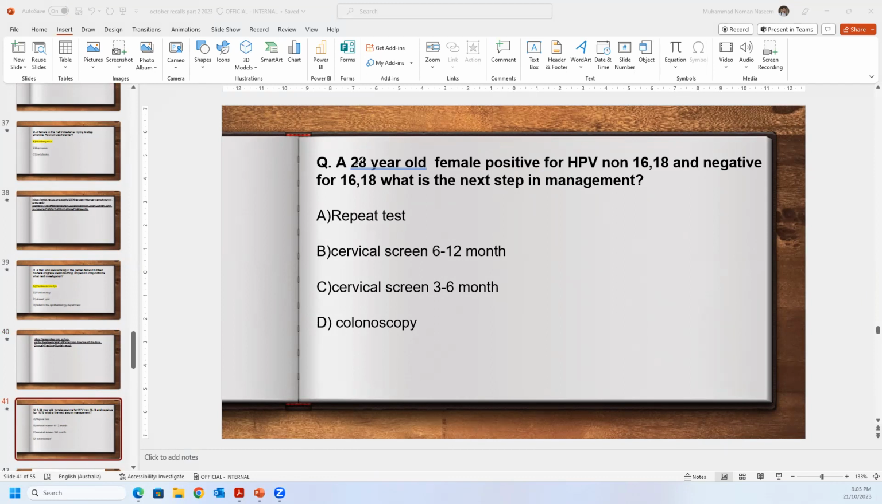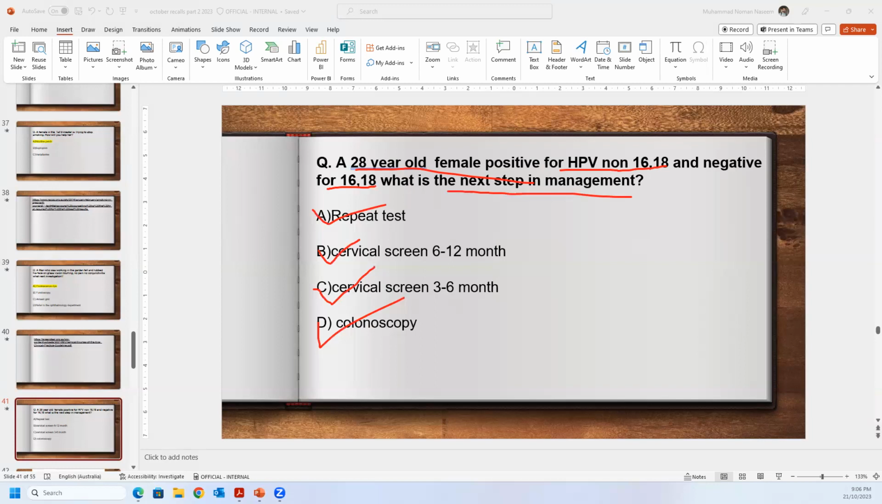Nope. Okay. A 28-year-old female has a positive HPV which is non-16 and 18, and negative for 16 and 18. What is the next step in management of the patient? Repeat the test, when? We don't know. Do the cervical screening test in 6 to 12 months. Do the cervical screening test in 3 to 6 months. Do a colonoscopy in a patient who has a cervical screening test positive with the HPV.